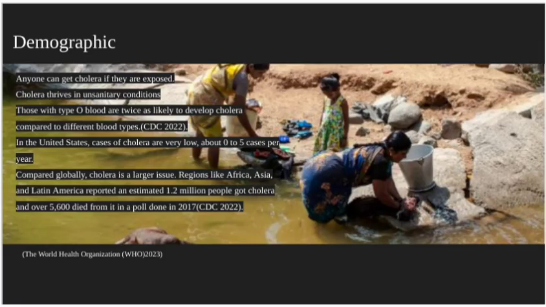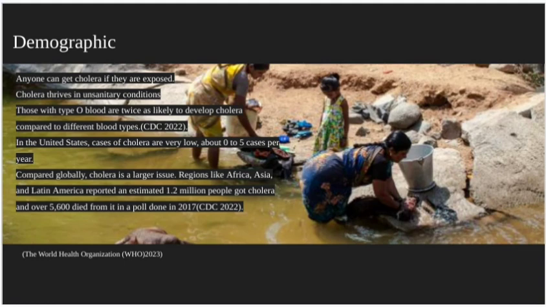Effects of cholera. Anyone can get cholera if they are exposed, but there are specific factors that make one more susceptible to catching it. Cholera thrives in unsanitary conditions, common in refugee camps, impoverished countries, or areas affected by war, famine, or natural disasters. Interestingly, those with type O blood are twice as likely to develop cholera compared to different blood types. In the United States, cases of cholera are very low, about 0 to 5 cases per year. Compared globally, cholera is a larger issue.